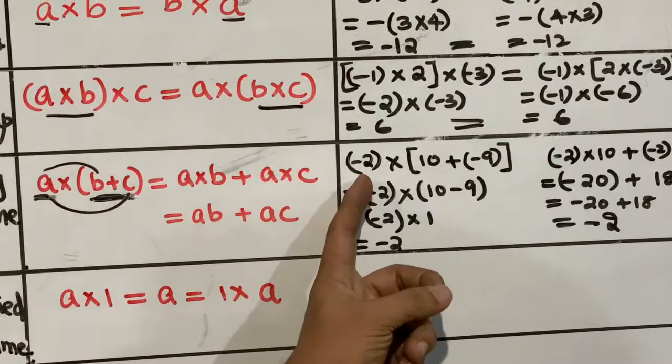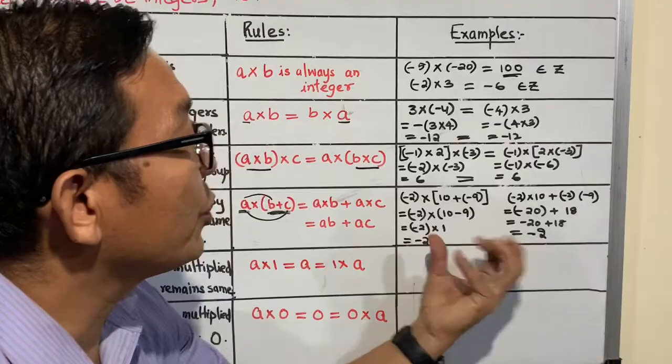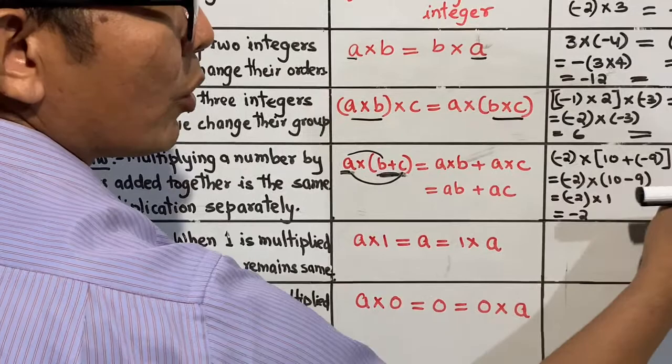Left hand side, right hand side. Group the number, multiply each. This is the same distributive law. So the distributive law.